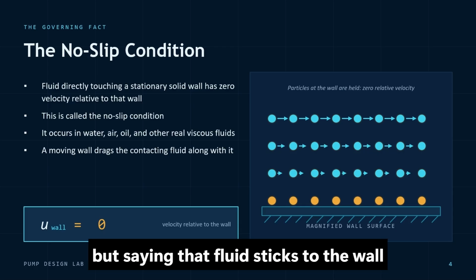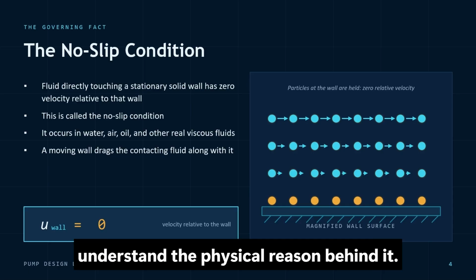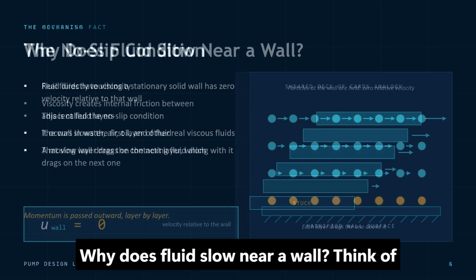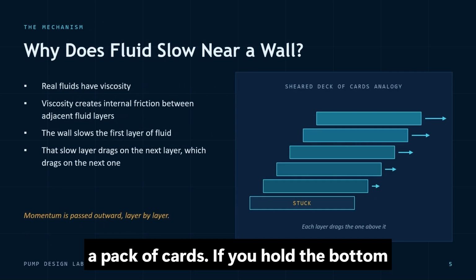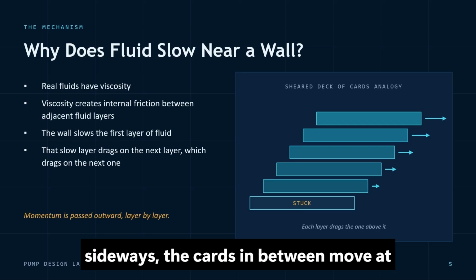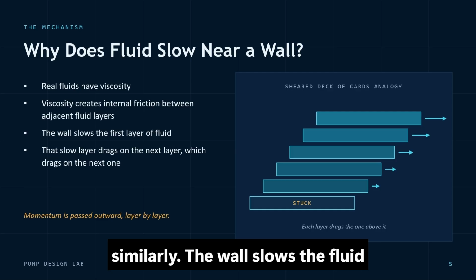But saying that fluid sticks to the wall only gives us the result. Next, let's understand the physical reason behind it. Why does fluid slow near a wall? Think of a pack of cards. If you hold the bottom card still and push the top card sideways, the cards in between move at different speeds. Fluid behaves similarly. The wall slows the fluid touching it.